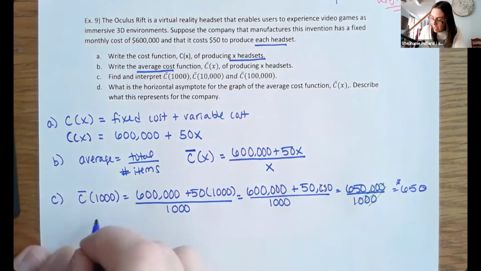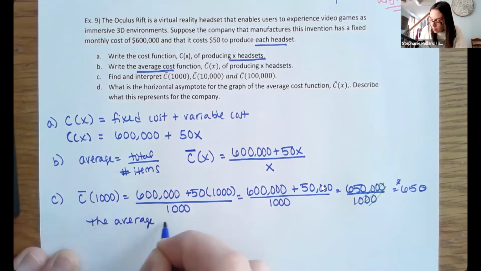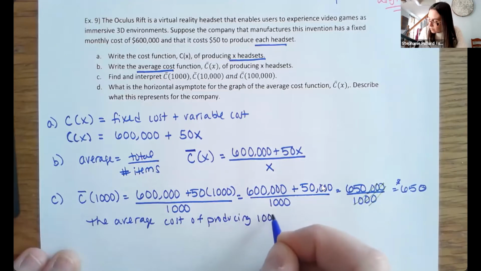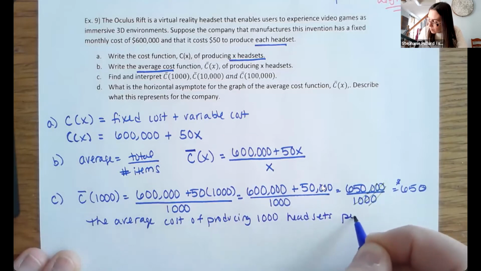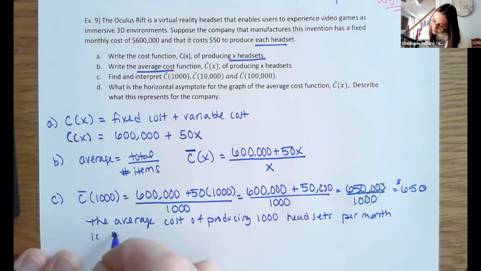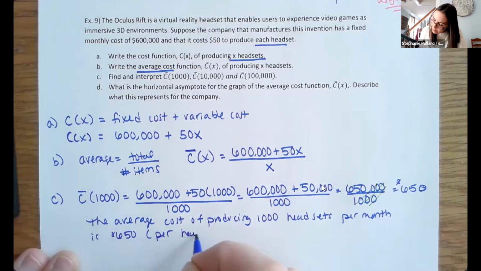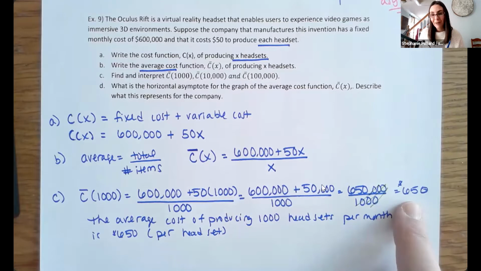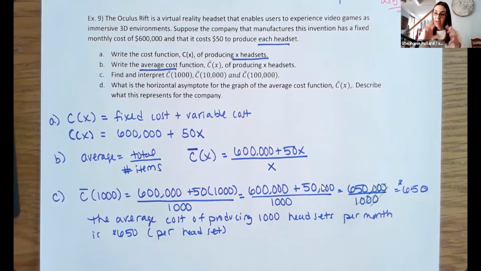So what does this mean? This means that the average cost of producing 1,000 headsets per month is $650. And remember, this is per headset. So you may be saying, but I thought it was only $50 to make a headset. So what the average cost is, it takes into account the fixed cost as well. So even though it only costs $50 additional to make the headset, you still have to pay your employees. You may have to run the factory. You have heating and lighting and water and all that other stuff that has to get paid too. So realistically, it's actually going to cost you $650 a month for each headset produced when you look at it as an average altogether.